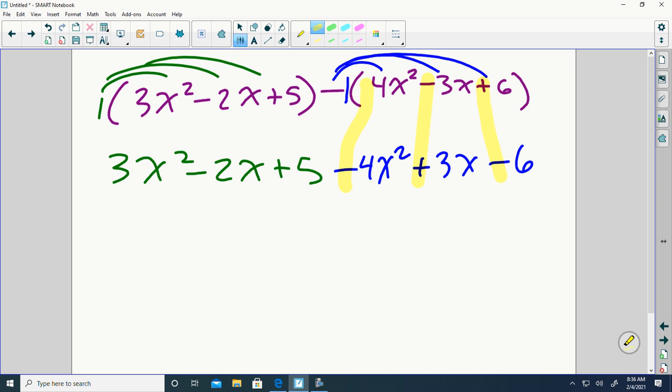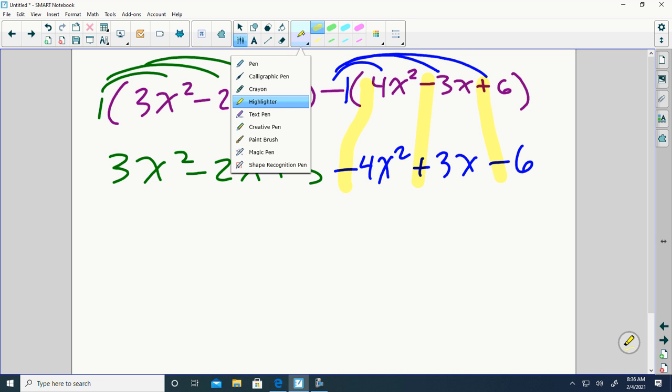Do you agree that all of those signs changed now? It seems like a silly thing, but this is one of the number one spots in algebra that students make mistakes. You multiply just fine, but you sometimes start ignoring, oh, I have a negative. Okay? Does everyone feel comfortable with what I've done?